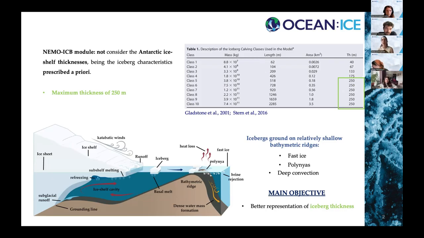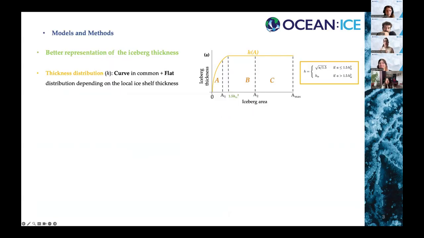So finally, the main objective of our work has been to get a better representation of the iceberg thickness, this time taking into account the Antarctic ice shelf thicknesses from where they are calved, and identifying the potential grounding iceberg locations. So for that, we propose a new analytical formulation for the iceberg thickness distribution that will consist mainly of two functions.